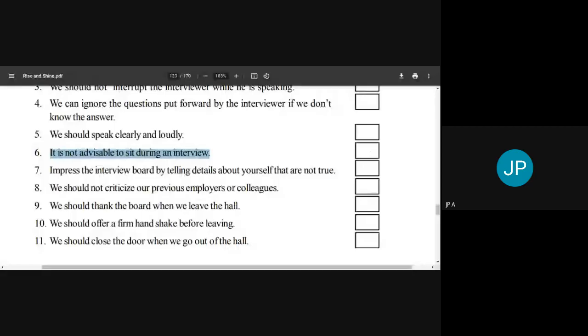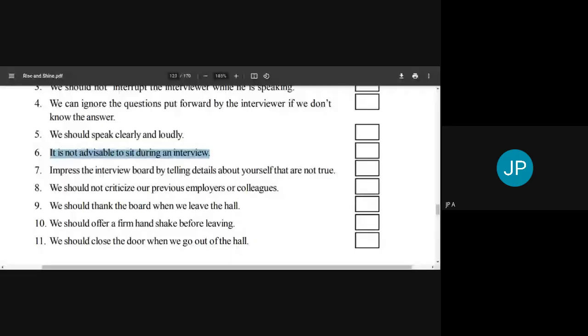They will tell us to sit, and when they ask us to sit, we can say thank you and then sit. So that is how we sit. We don't just go inside and pull down the chair and sit. They will ask us to sit, only then we can sit, and when they ask us to sit, say thank you and sit. Impress this interview board by telling details about yourself that are not true.